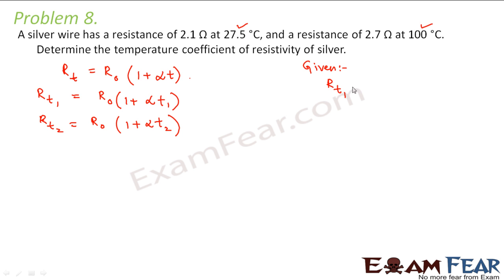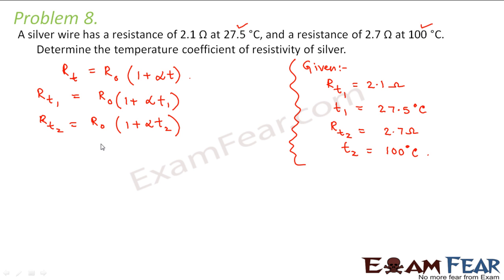Now what are the values given in the problem? The value of RT1, that is resistance at T1, is given as 2.1 ohms. T1 itself is 27.5 degrees Celsius. R at T2 is given as 2.7 ohms and T2 is given as 100 degrees Celsius. So these are the values given in the problem, and we have to calculate the temperature coefficient of resistivity, that is alpha.